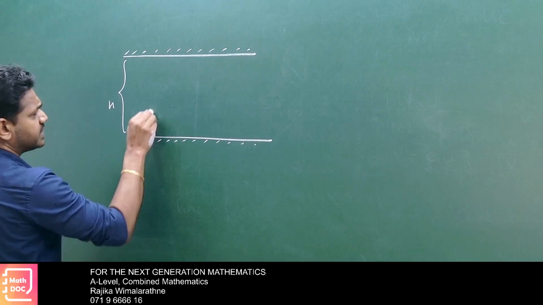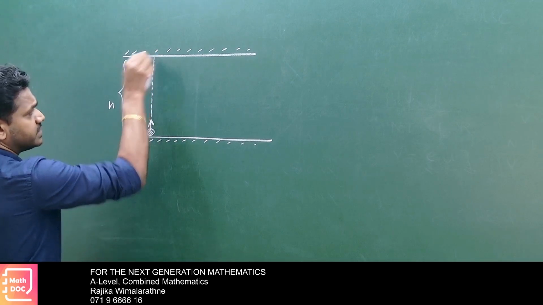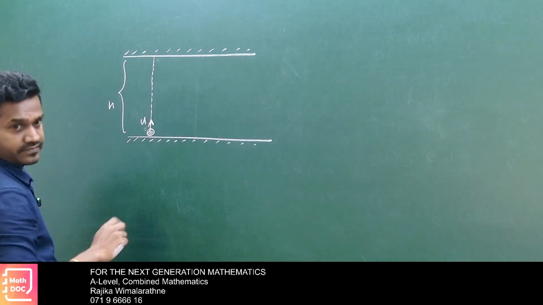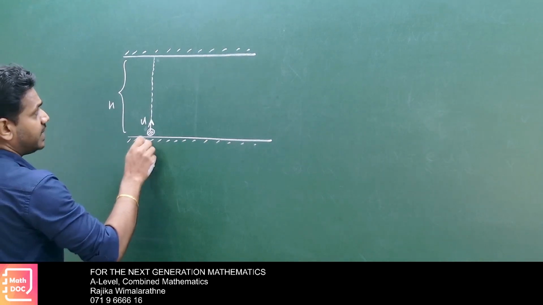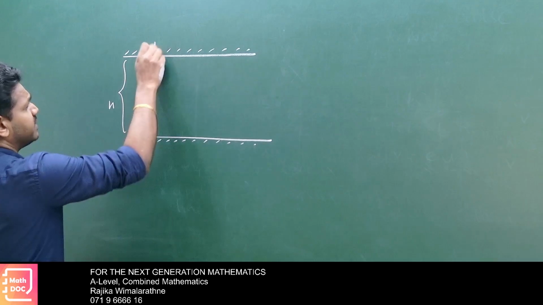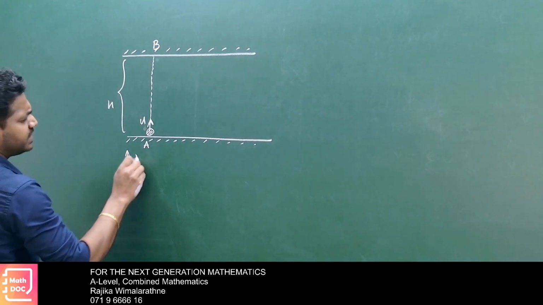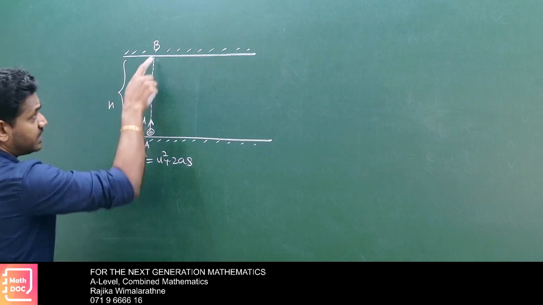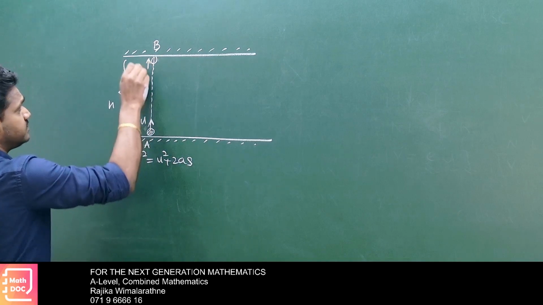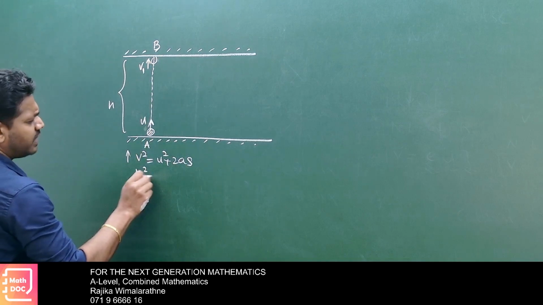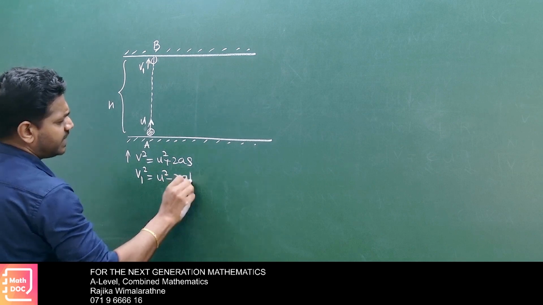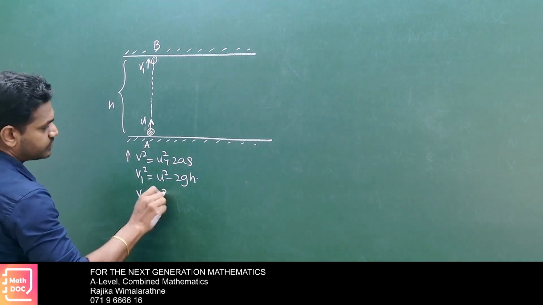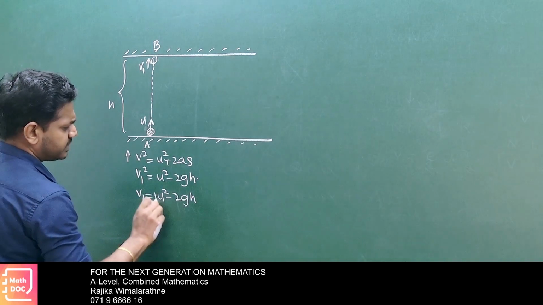Okay, just consider that it can reach this position. So this velocity is enough to reach this position. So you take here A, take here B. Then you consider upward: v squared equals u squared plus 2as. Then take here velocity v1. Then v1 squared equals u squared minus 2gh. Okay. Then v1 equals the root of u squared minus 2gh.